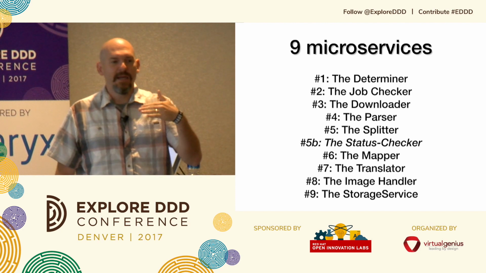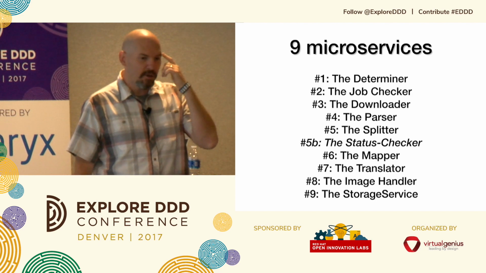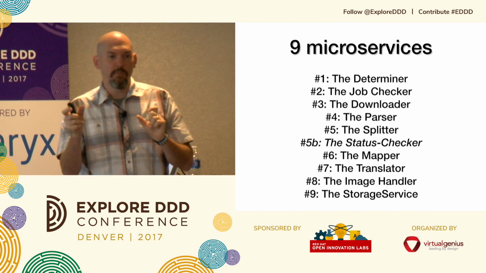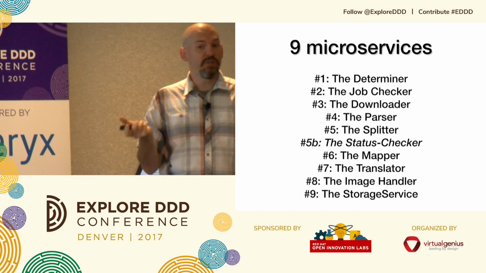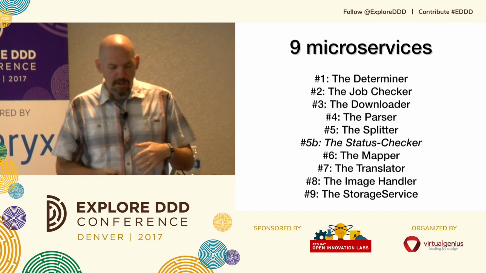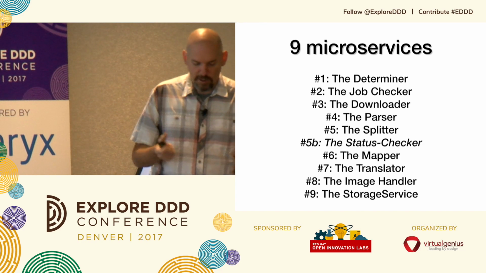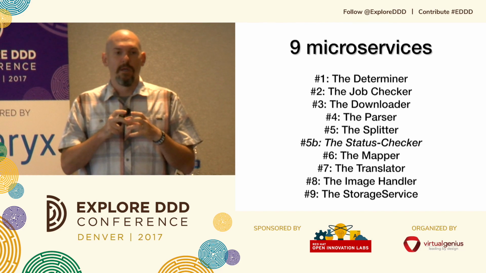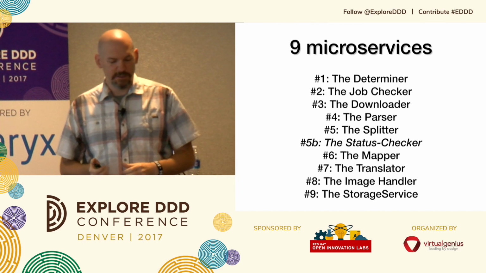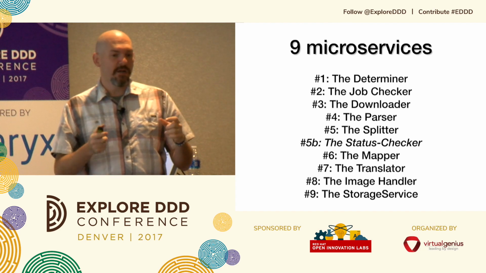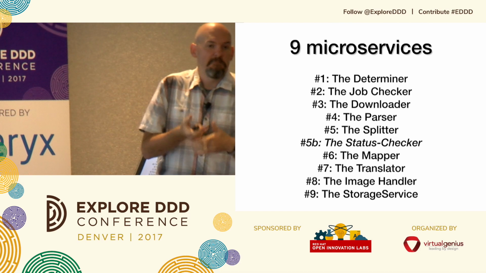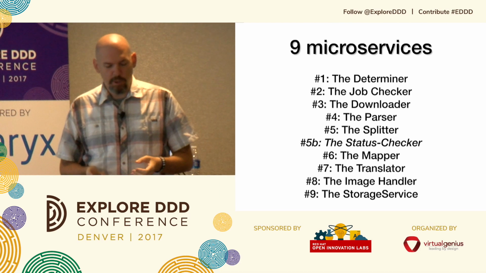Each of these was designed to do one thing. The determiner would determine what kind of data feed we had. The job checker would check whether or not we needed to even process that given feed. Maybe it hadn't changed, so we didn't need to. The downloader would download the feed. The parser would parse the data in whatever format it is. The splitter would split it into potentially multiple batches so we could have some parallelism there. The status checker could check on a given property level whether that property had changed. Maybe it hadn't changed, we don't need to process it.